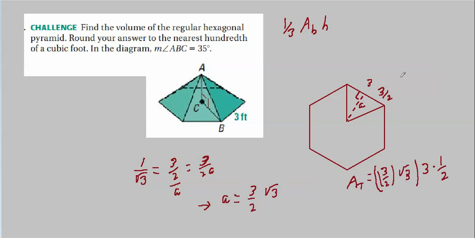So the area of one triangle is going to be 3/2 times the square root of 3, that's the altitude here, times 3, times 1/2, because that's the area for a triangle. Altitude times the side length times 1/2. So if we multiply this all out, what do we get?